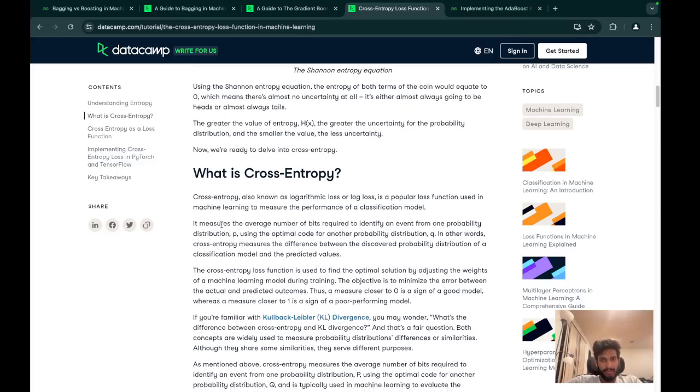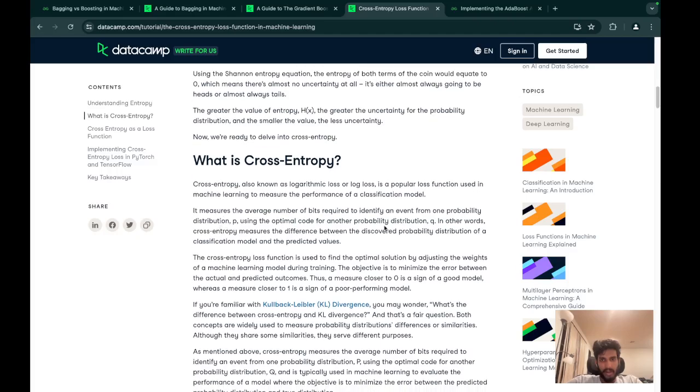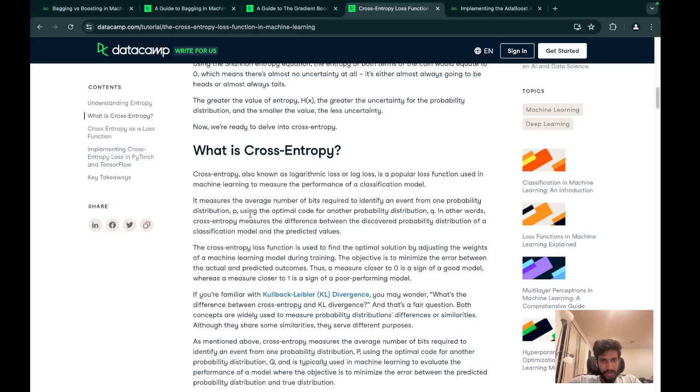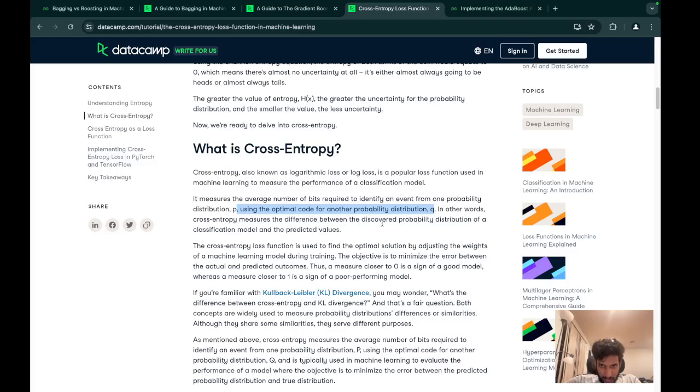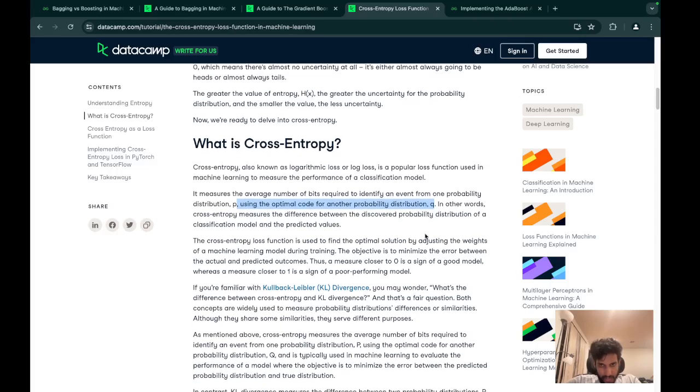It measures the average number of bits required to identify an event from one probability distribution P using the optimal code for another probability distribution Q. This is the difference between the probability of a distribution and the classification model and the predicted values. Okay. The same thing.